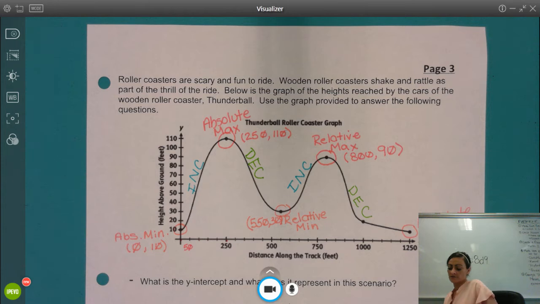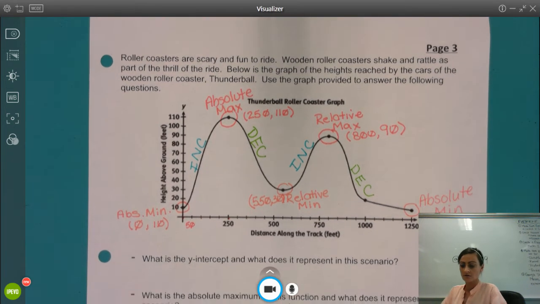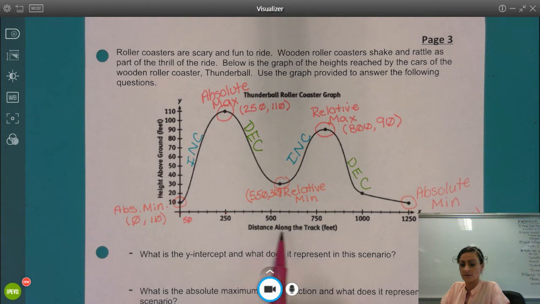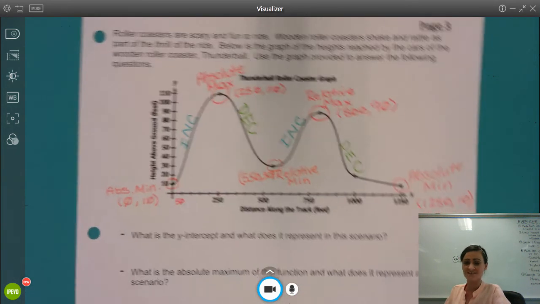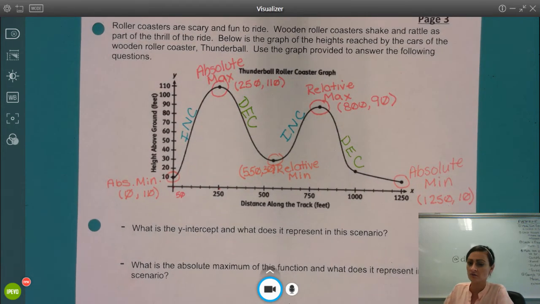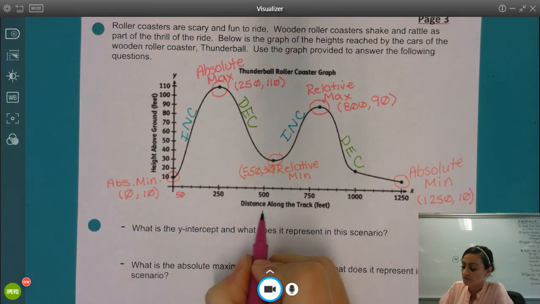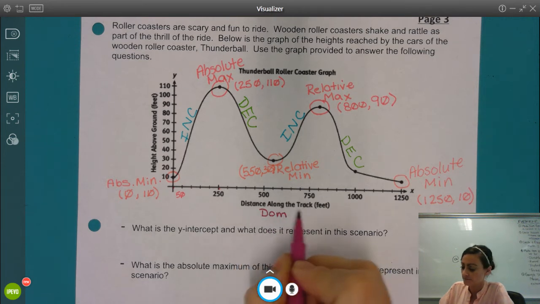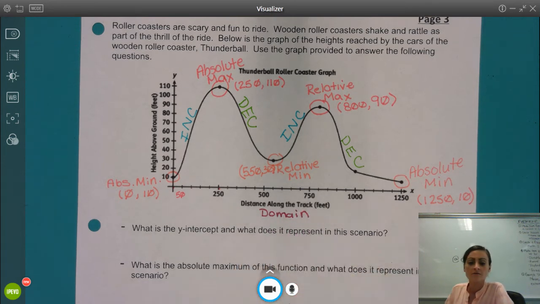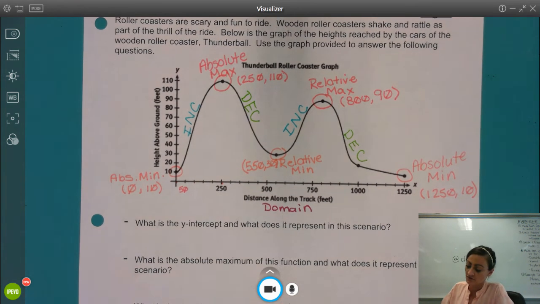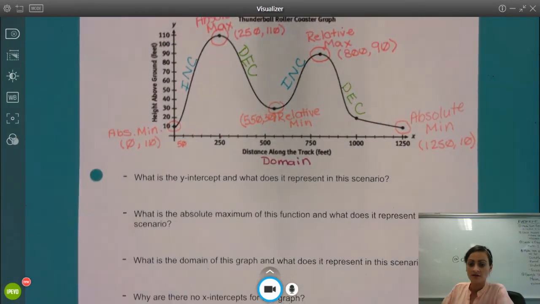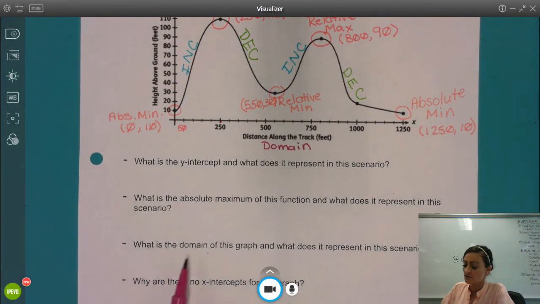So my input values are here along the bottom, which coincide with the distance that we are traveling along this roller coaster track. So all of these values down here fall in our domain. So if you look down to the third question, it says, what is the domain of this graph and what does it represent in this scenario?